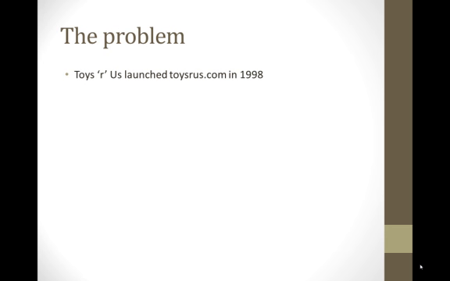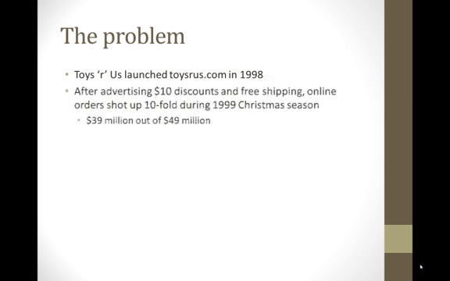So Toys R Us was like, well, we need to get on this. We need to develop our own website so we can sell our products online. And so they did. After advertising $10 discounts and free shipping, online orders shot up tenfold during the 1999 Christmas season. All right. And we see that 39 million out of the total 49 million in revenue from the website came during the Christmas season.